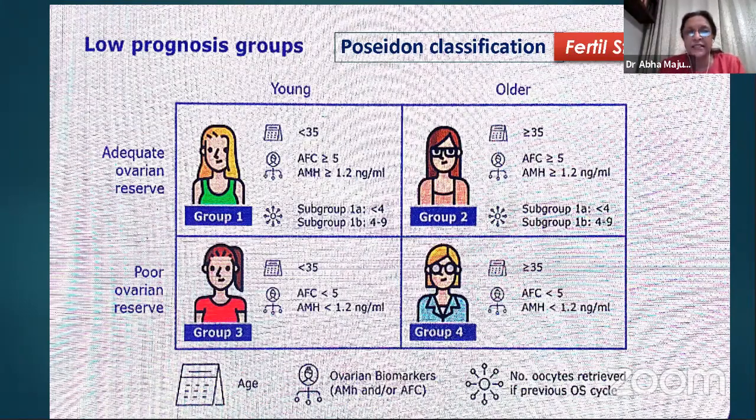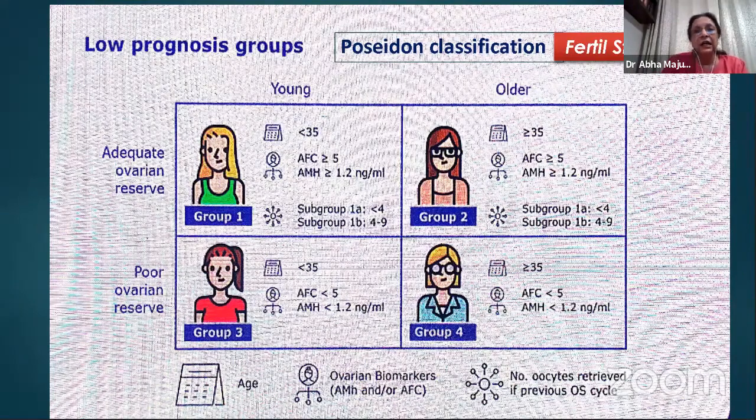Now, when we look at all the criteria, the age division mark is 35, AFC 5 or more, and AMH 1.2 nanogram is the cutoff. So anything which is 1.2 or over is known as adequate ovarian reserve. But in poor ovarian reserve, AFC has to be less than 5, and AMH has to be less than 1.2. So even if it is 1.1 or 1.19, it still comes into poor ovarian reserve. So we have age, we have ovarian biomarkers, and then the number of oocytes retrieved in a previous ovarian stimulation cycle. So the Poseidon classification can only exist if we've done stimulation and we've retrieved oocytes.